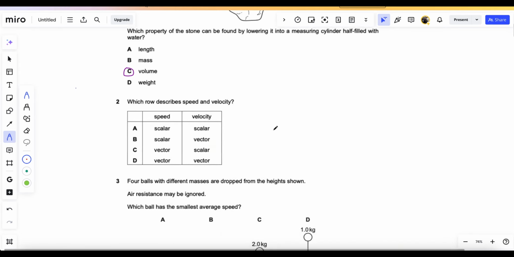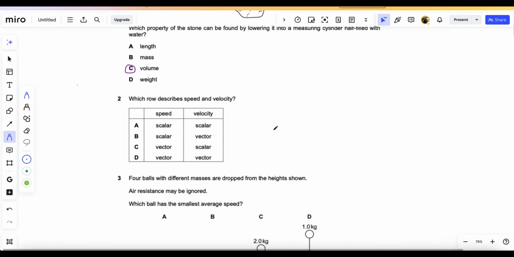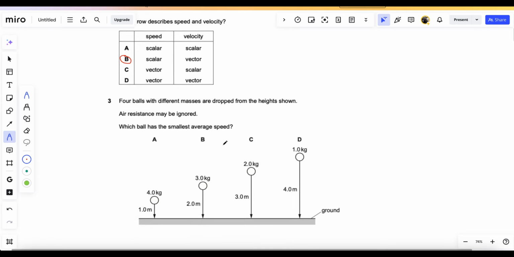Now we go to number 2. Number 2, which row describes speed and velocity? Speed is scalar, velocity is a vector. So A is wrong. Scalar, vector. Yeah, B is correct. Vector, scalar, no. Vector, vector, no. So speed is scalar and velocity is a vector. So number 2 is a B. Now we go to question number 3.